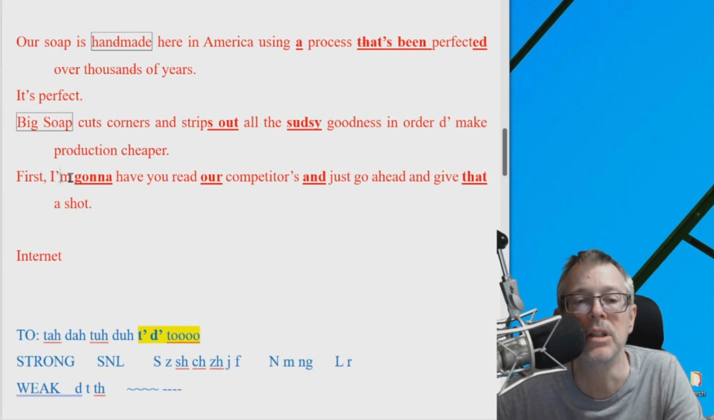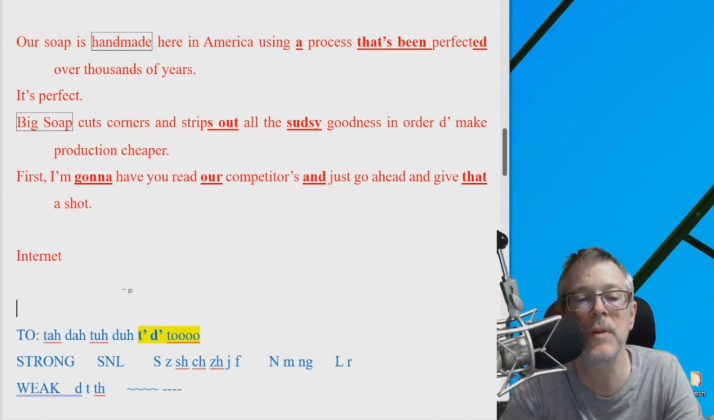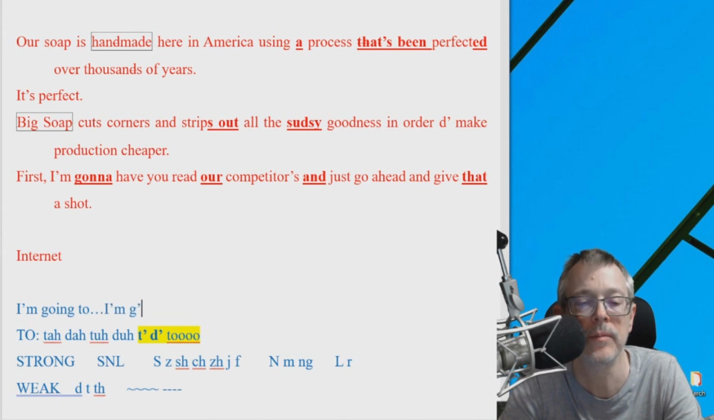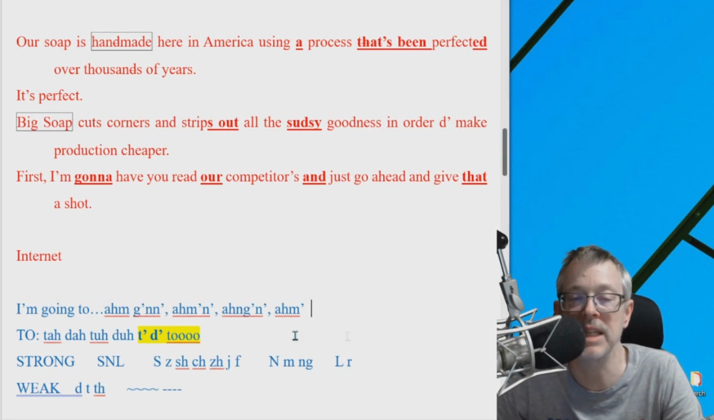Now, I've talked about I'm gonna, and we have several pronunciations of I'm gonna. So, perfect pronunciation is I'm going to. Then we go faster. We say, I'm gonna. Then we go faster and we say, I'm gonna. Then we go faster and we say, I'm a. I guess that's right. So, five stages of pronunciation.